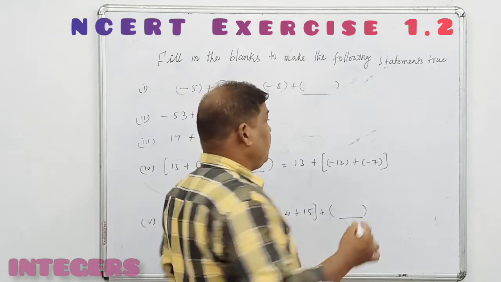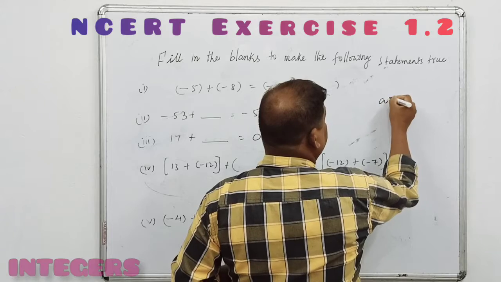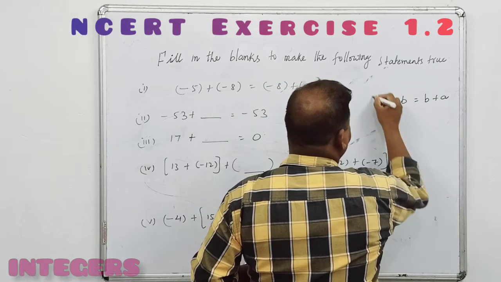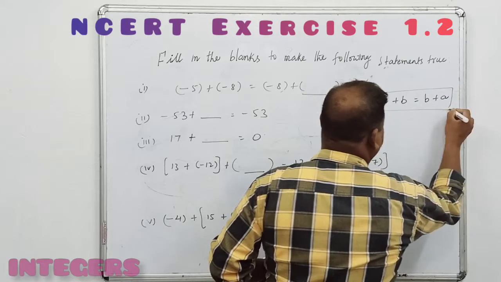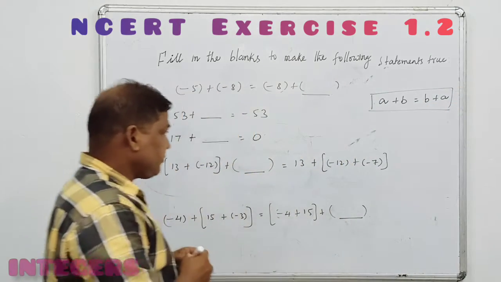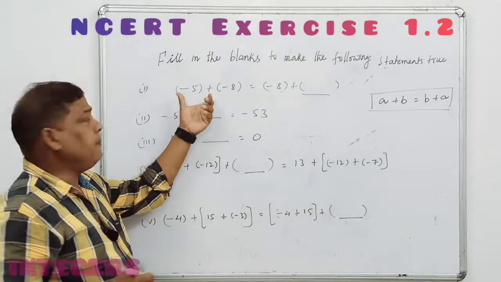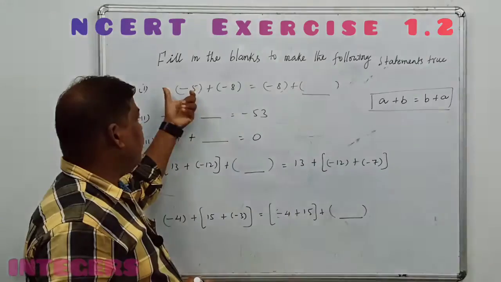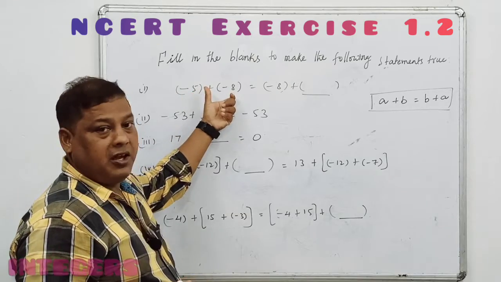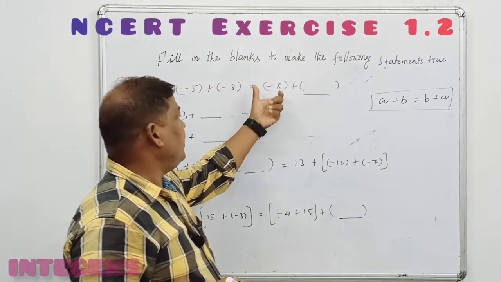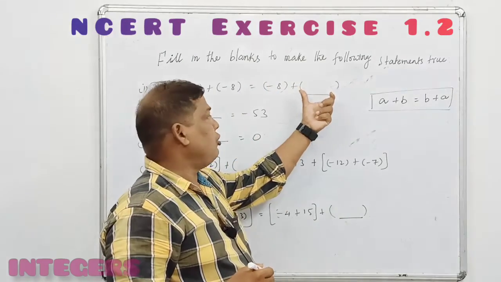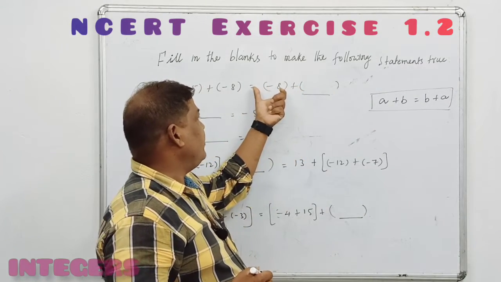In the commutative property under addition, A plus B is equal to B plus A. See, it is the commutative property under addition. The first problem is minus 5 plus minus 8, which is a negative integer. Here, minus 8 plus a blank, so you have to fill it in. It is a negative integer.